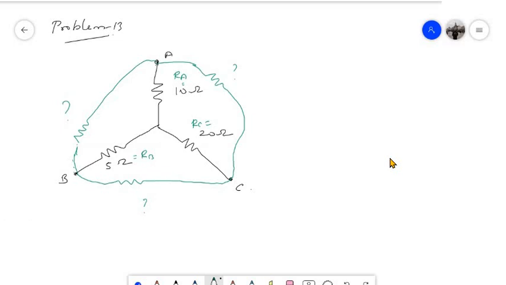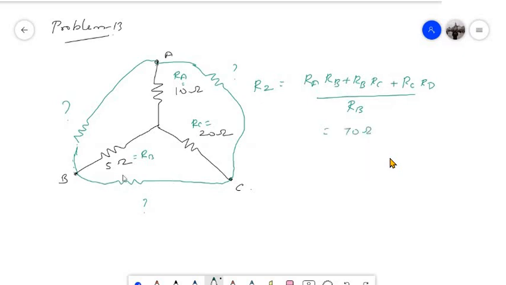Like for example, let's say if you want to take this as R2, this will be nothing but RA RB plus RB RC plus RC RA divided by, you see what is there in the opposite arm. So this will be what? RB, that is 5 ohm. Now this will give you the value for R2. So if you calculate, you will be getting around 70 ohm.